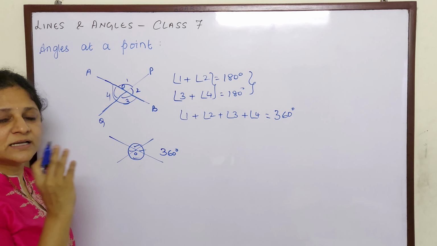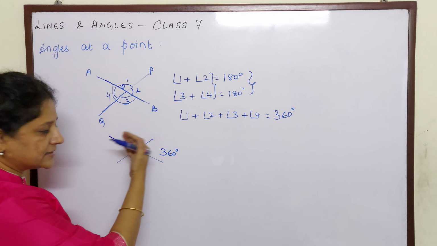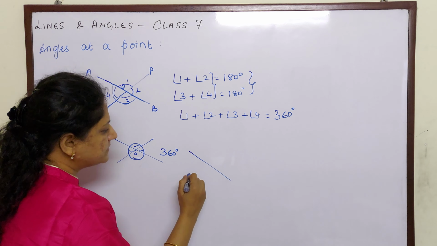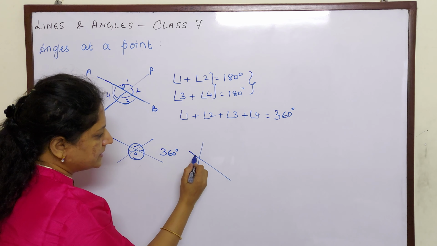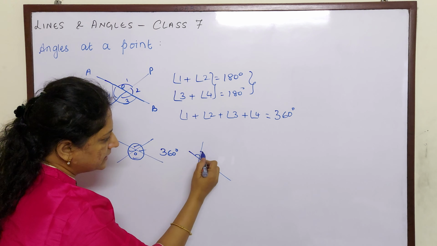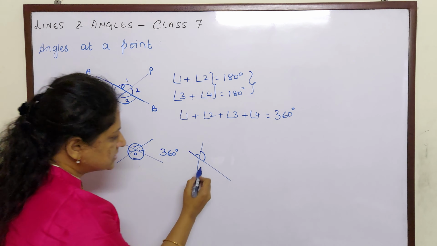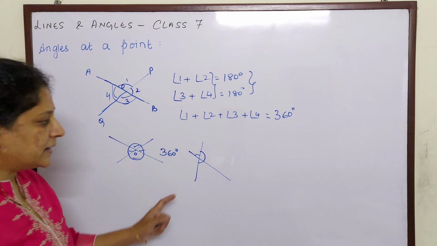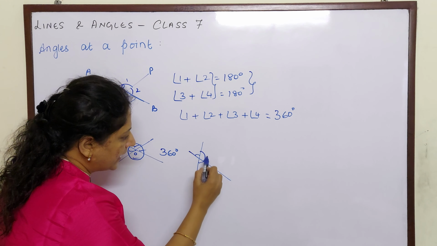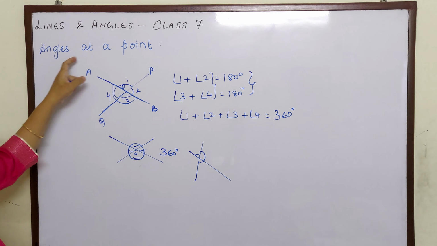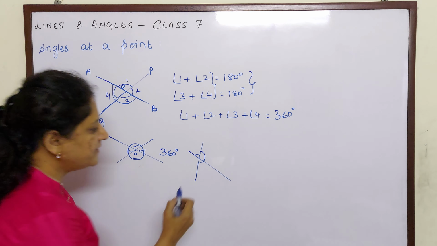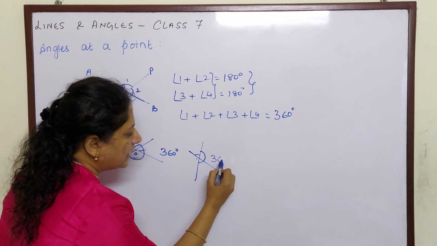It is not necessary that they will be exactly 180 that side and 180 this side. Sometimes it will be like this also. This will be small, acute. This will be a bigger angle, obtuse. This may be a right angle. But in the end, when you add all this, that is angles at a point, they always add up to 360 degrees.